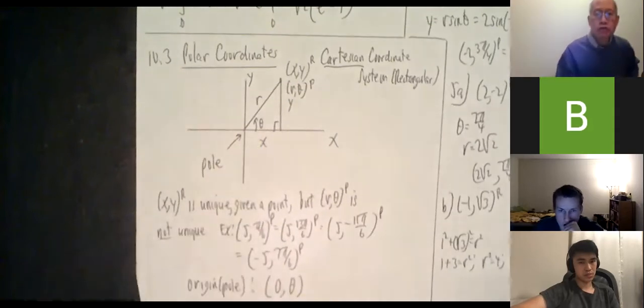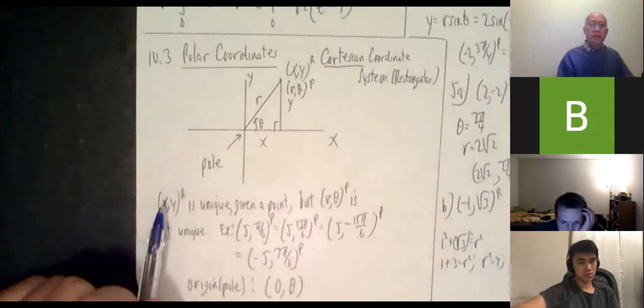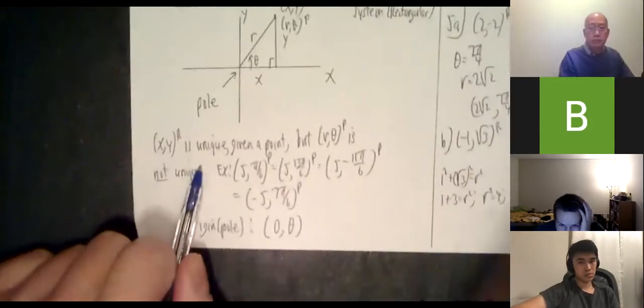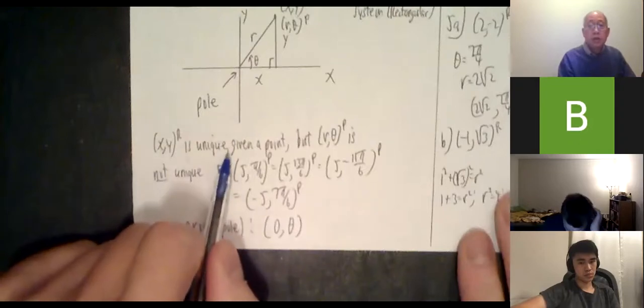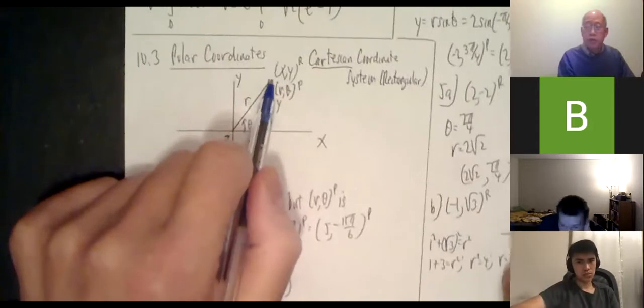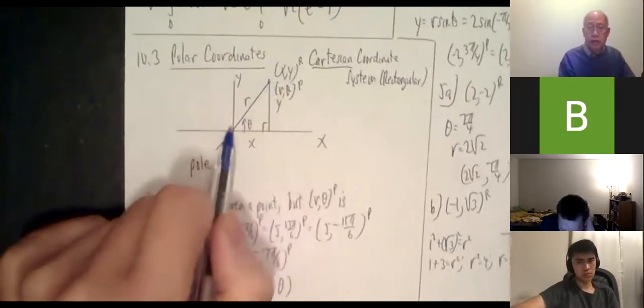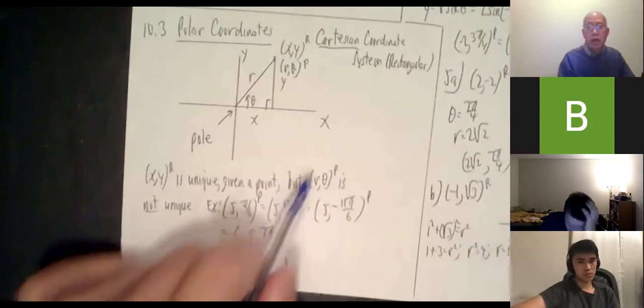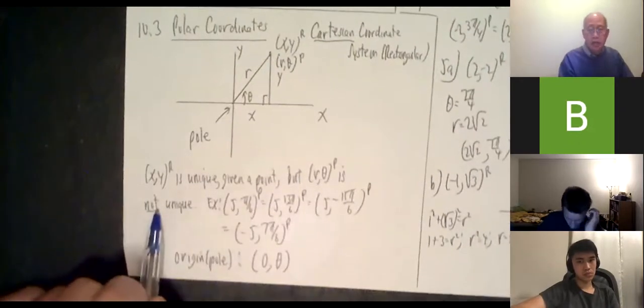One thing you may notice right away is that X comma Y in rectangular coordinates is unique. I mean, there's only one. If you give me a point, like here's a dot, there's only one X and Y you can come up with. You just measure how far is it this way and how far is it this way. But R comma theta is not unique.